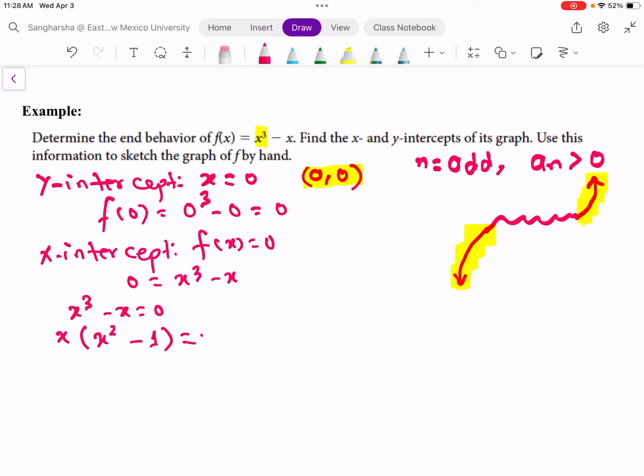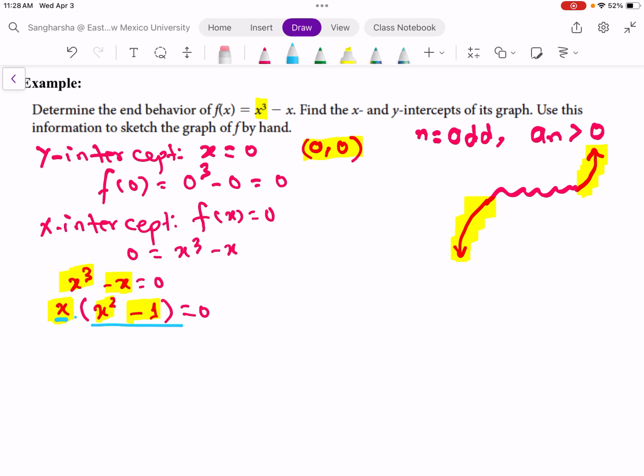So you are just taking each term and dividing by the common factor. x cubed divided by x is x squared, and negative x divided by x is negative 1. So you take each term and divide by the common factor to get what to write inside the parentheses. Now here we have two numbers and their product is 0. It means either the first number or the second number has to be 0. So we set each factor equal to 0. So we set x equal to 0 and x squared minus 1 equal to 0.